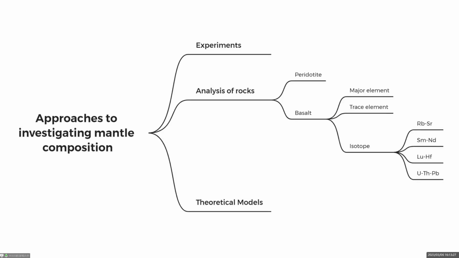Now that we are discussing mantle geochemistry, I'd like to share some common perspectives on this subject. Generally, geochemists use three ways to investigate the mantle composition. The first is theoretical models. The second is experiment. The third is analyzing the chemical composition of rocks directly, and they usually use peridotites and basalts. If we get some basalts, we could analyze their major elements, trace elements, and isotopes. Today, my presentation only focuses on the isotopes of basalts.